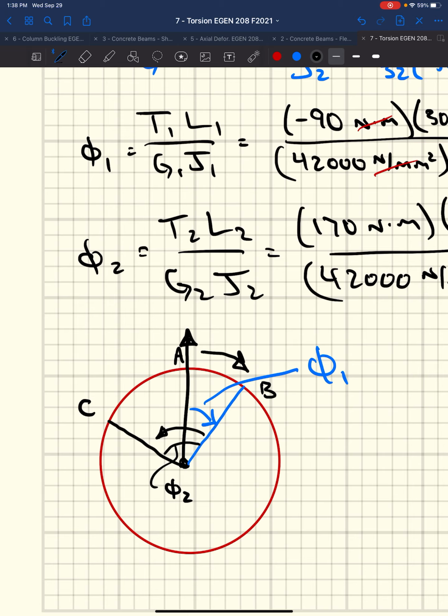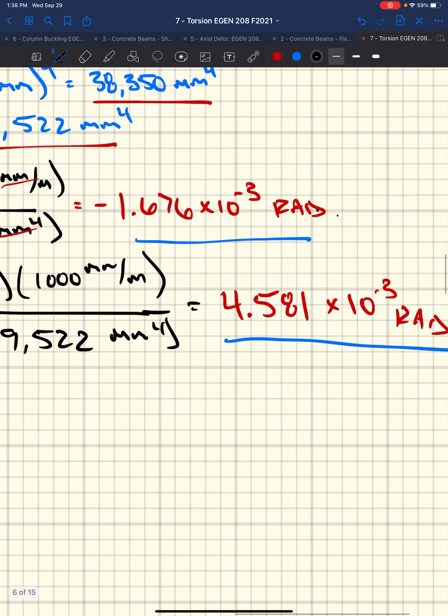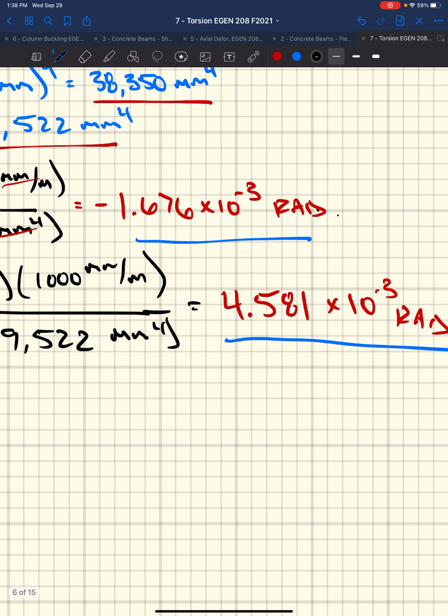So we started at A, it hasn't rotated. As we back up, the internal torque is slowly rotating it until we get to the end of the first shaft. Then we get to the end of the first shaft, and we continue to back up. The torque's going the opposite direction, so it starts overcoming the rotation that we had from A to B, because it has a greater magnitude. It's 4.58 times 10 to the negative third.